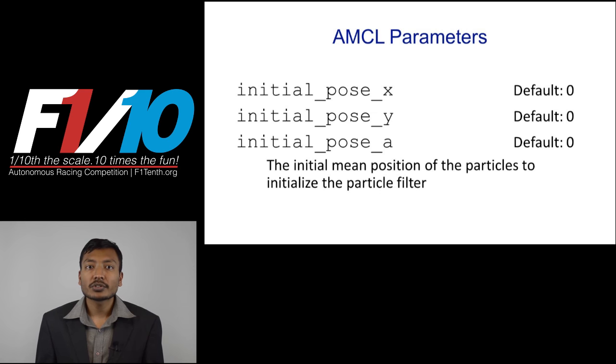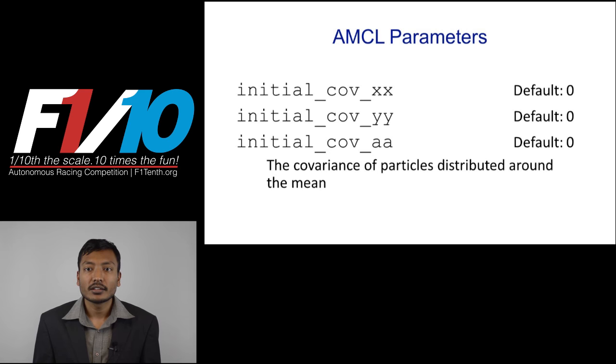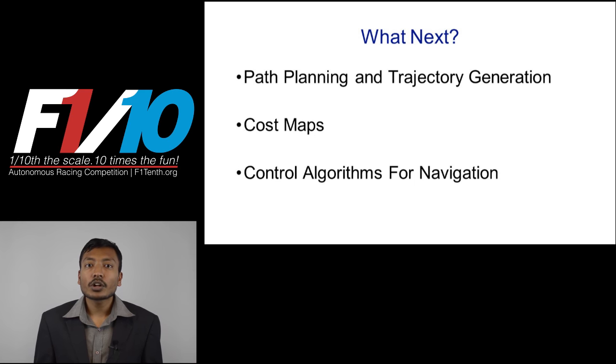The initial pose gives us the ability to programmatically define the starting position of a car in the map. This can also be provided through the RViz GUI. Finally, the covariance of the Gaussian distribution can also be set. This defines the spread of particles around the mean position. We shall see more about these parameters in the tutorial videos. Now that you know where you are on the map, in the next lecture you will learn about how to navigate and plan trajectories.